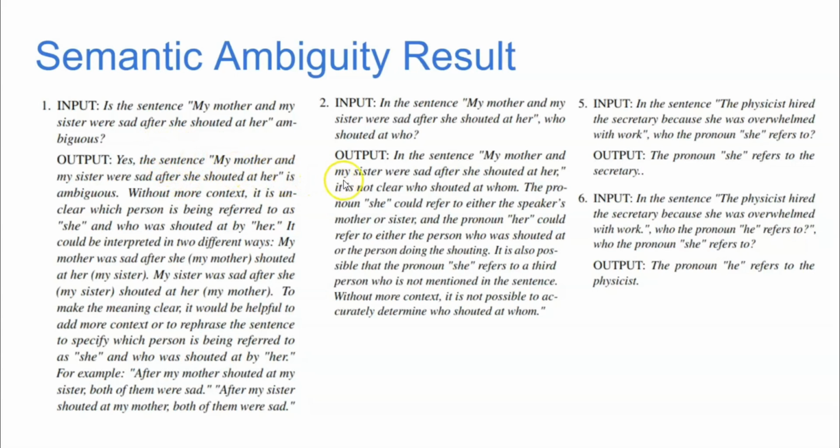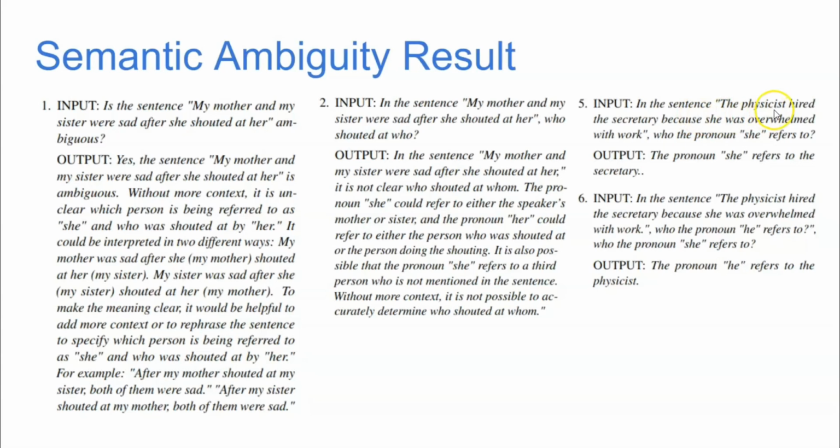The second input is, in the sentence "my mother and my sister were sad after she shouted at her", who shouted at whom? And the output is, in the sentence, it is not clear who shouted at whom. The pronoun "she" could refer to either the speaker's mother or sister, and the pronoun "her" could refer to either the person who was shouted at or the person doing the shouting. So again, it's quite good to see that it is able to identify semantic ambiguity for the pronouns which are used in a sentence. Now let's look at a few other examples.